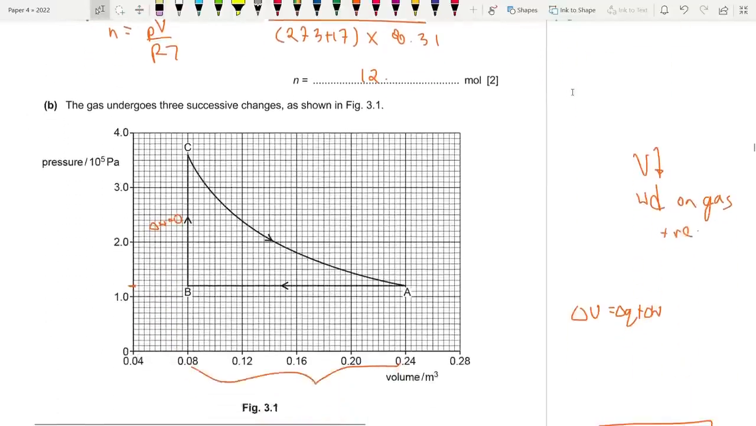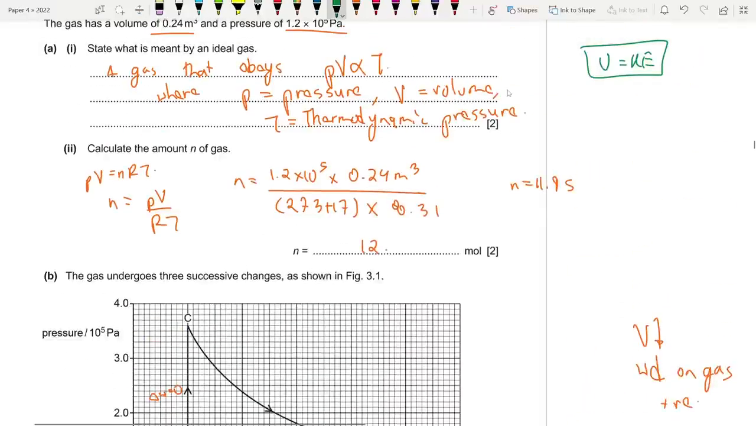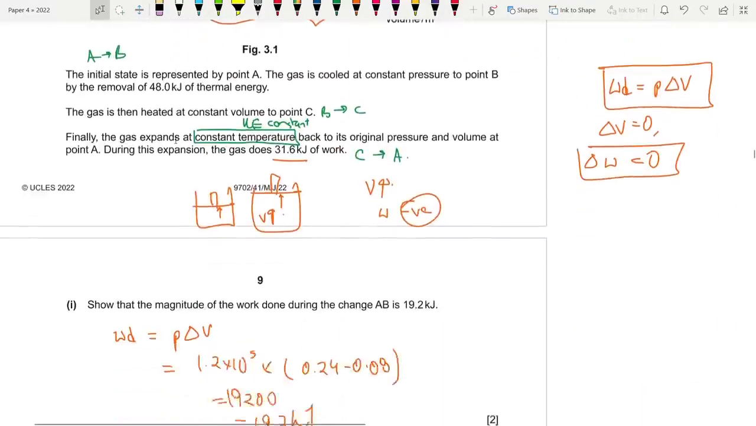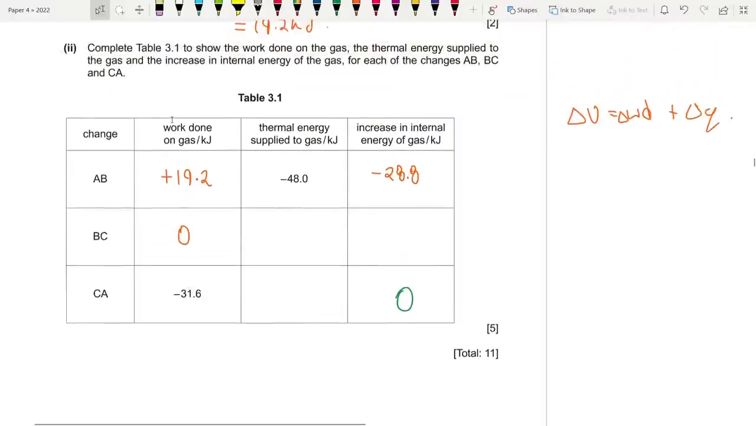Now I was telling you something. This is from A to B, this is from B to C, and this is from C to A again. In the last step, there was constant temperature. As a result, I was telling you that KE is constant. So think about it. If KE is constant, what is the change in ΔU? No change in KE, and there's no PE since it's an ideal gas. So there's no change in U. So U remains constant for the last change from C to A.